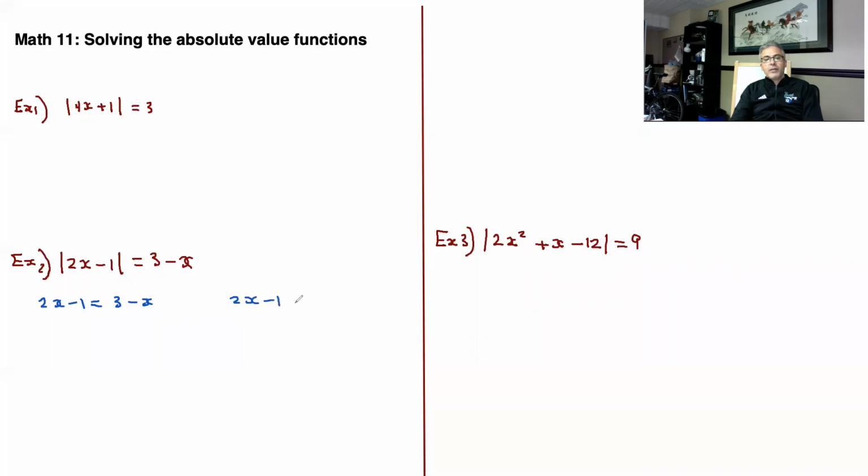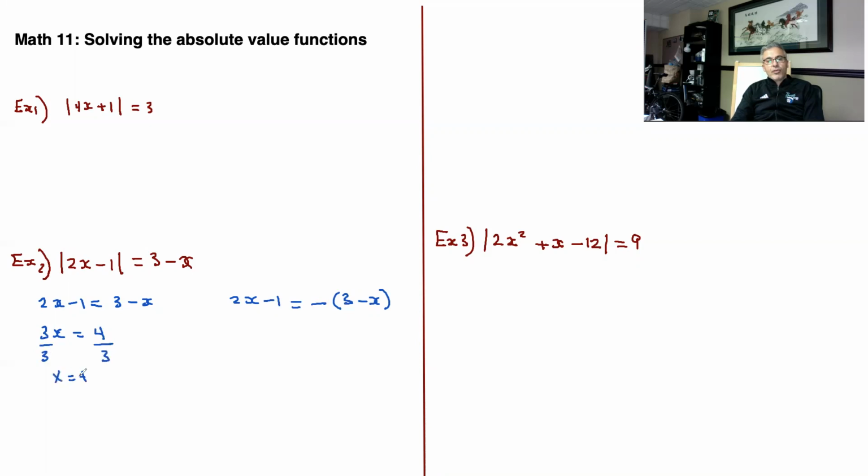2x minus 1 equals, you have to throw a negative in front of the right side. That's what you do every time. So you just keep everything the same, get rid of the absolute value. The second time you rewrite it, but instead of 3 minus x, you throw a negative in front of the whole thing. So now if we move this -x to this side, it will give us 3x. And if we move the -1 to this side, it will give us 4. And then you divide both sides by 3.